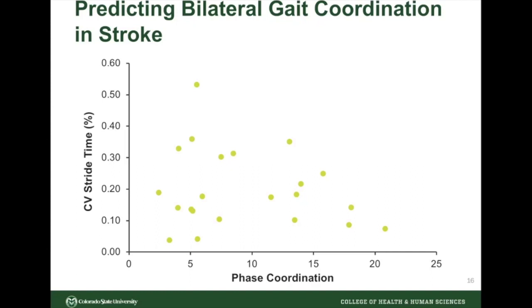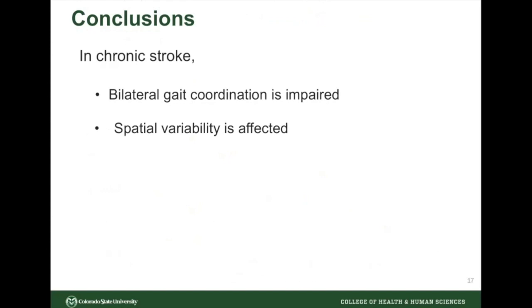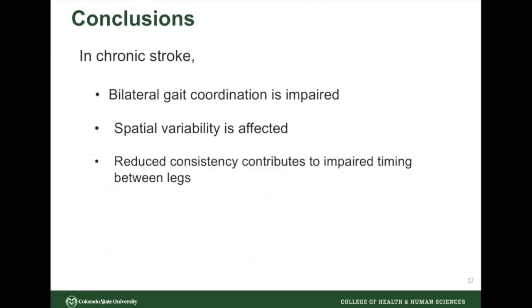For our second question, whether spatial or temporal variability contributes to bilateral gait coordination in stroke, we found that spatial, but not temporal variability, is associated with reduced bilateral gait coordination. While previous studies have determined that increased gait variability is seen in stroke, as well as reduced inter-limb coordination, it had yet to be determined the type of variability and how this is associated with reduced coordination. Our study reveals that bilateral gait coordination and spatial gait variability are impaired in stroke. The reduced consistency of the spatial gait pattern contributes to the timing deficits among the lower extremity after stroke.